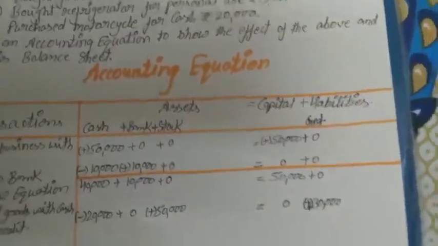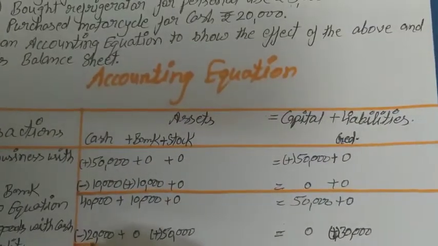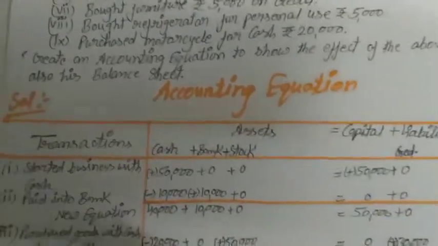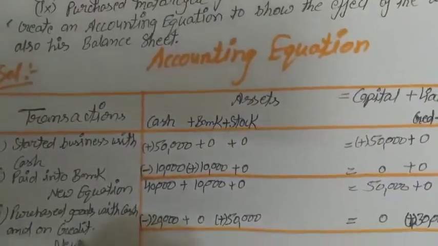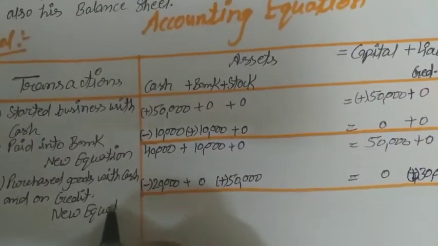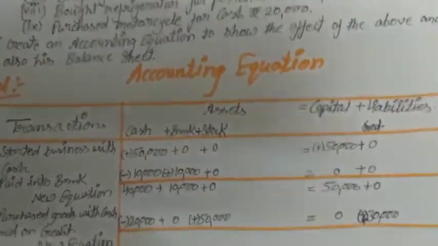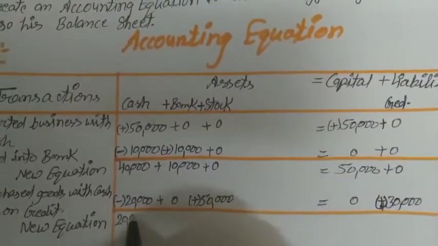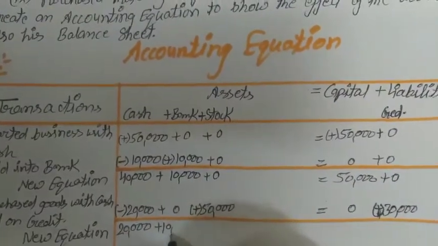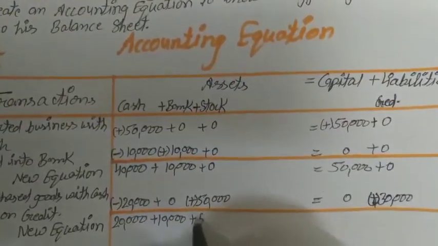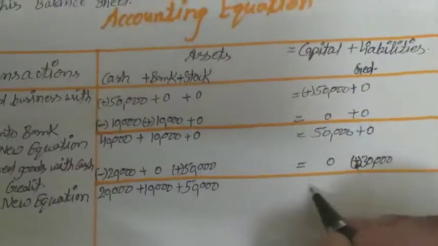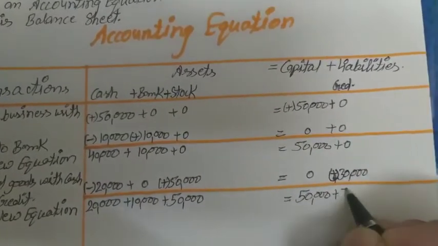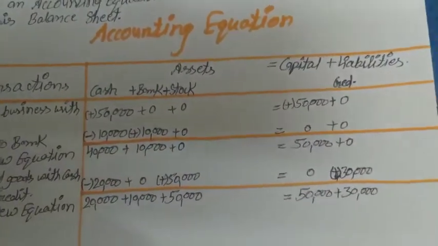Now again, new equation. New equation: 40,000 minus 20,000, 20,000 cash balance plus 10,000 bank balance plus 50,000 stock left with us is equal to capital 50,000 plus 30,000 creditors. Okay.